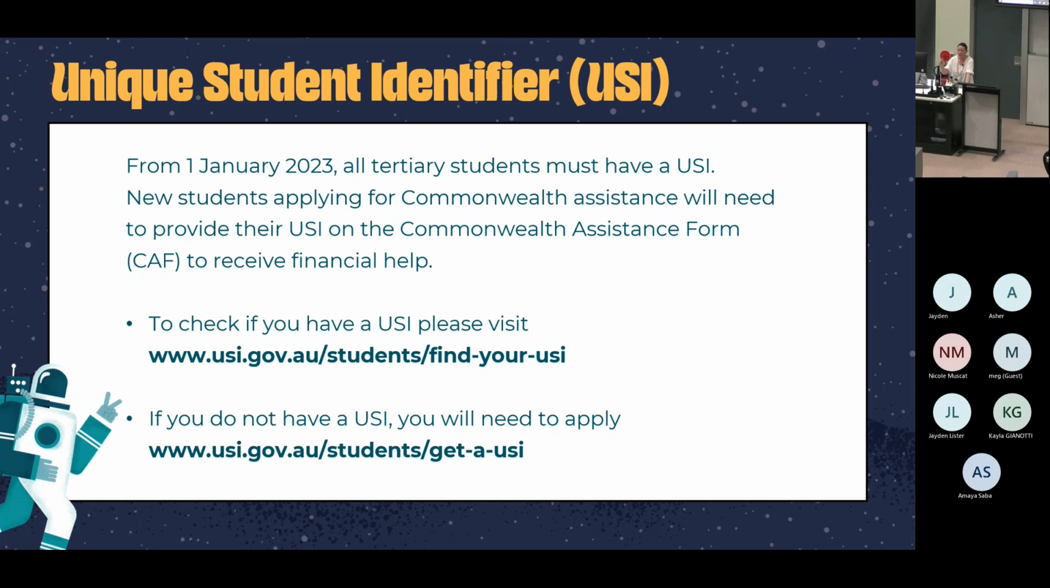So there's 2 prompts here. If you're not familiar with this, to check if you have a USI, you can visit the site that's listed there. Or if you do not have a USI and you know you don't, then you'll need to apply. Does anyone in here know if you have a USI? A couple of people do? You do? Okay, yep.